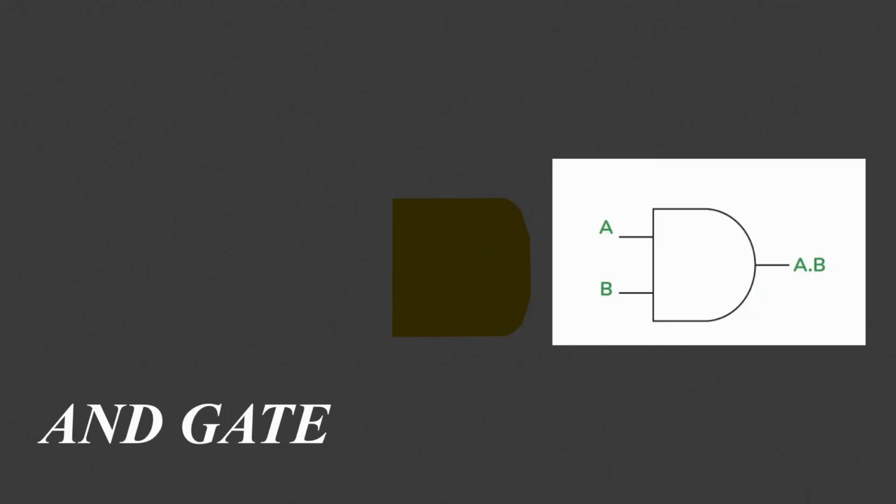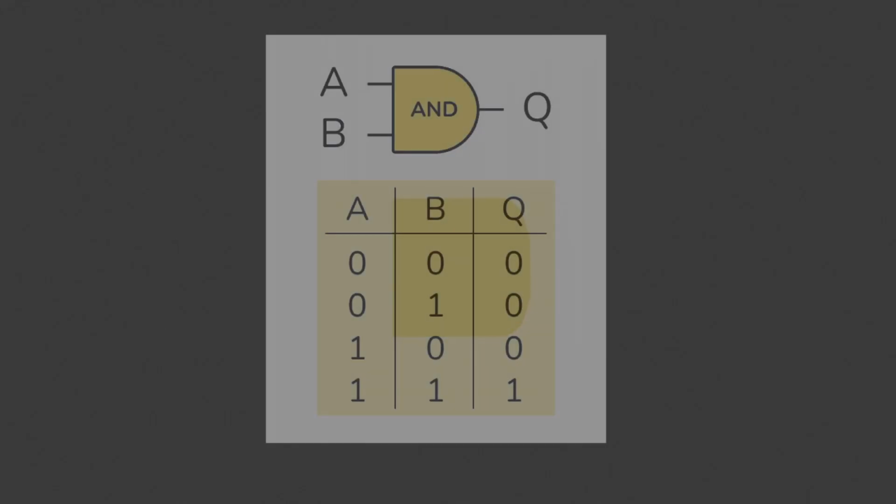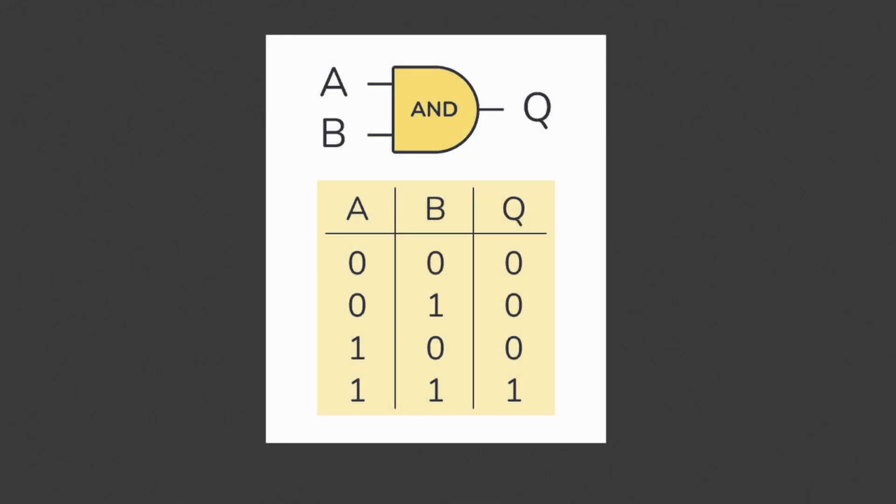AND gate. This gate takes two inputs, typically labeled A and B. It outputs a 1 only when both A and B are 1. In all other scenarios, it outputs a 0. Here is a larger truth table that illustrates all four possible combinations of two inputs and their resulting output.